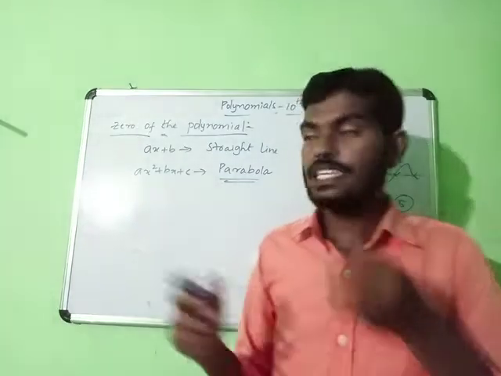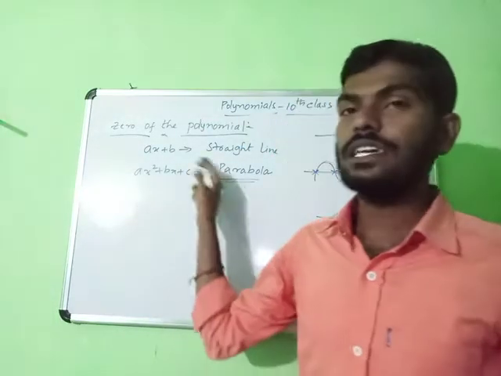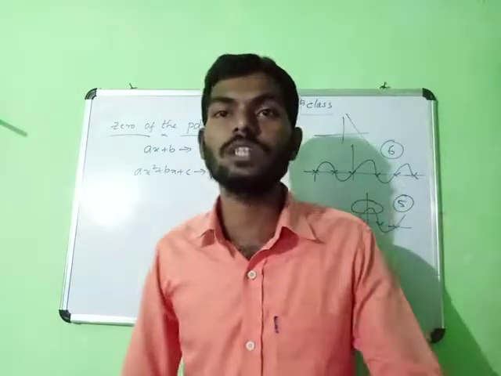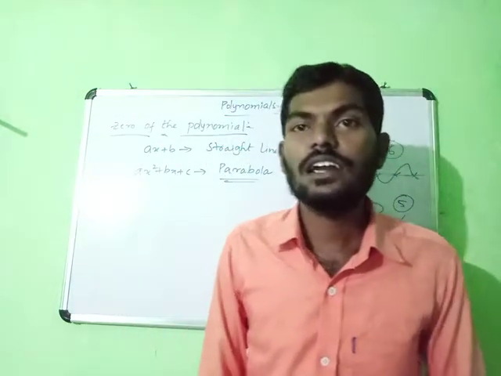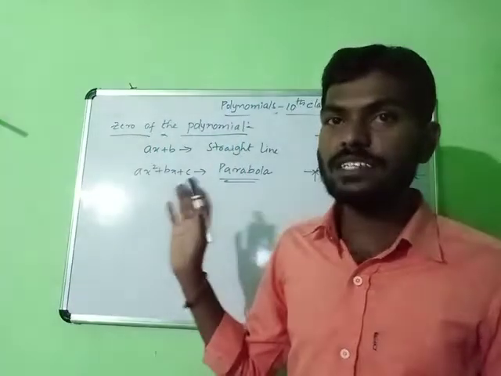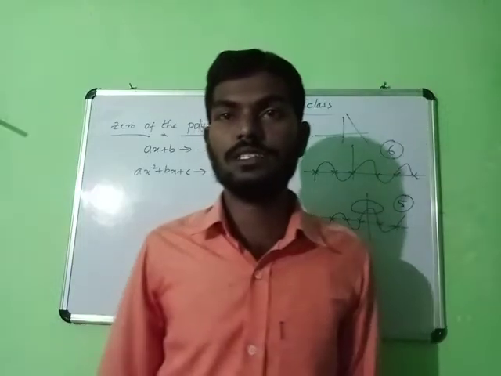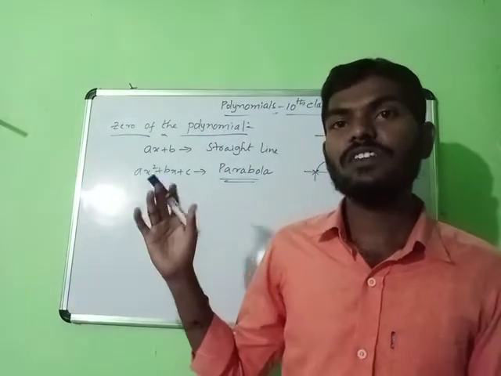In 10th class, this is the most important concept in the graph method, 4 marks. Any quadratic polynomial is given, and you have to draw the graph of the quadratic polynomial. For example, x square plus 5x plus 6. That is the graphical method.